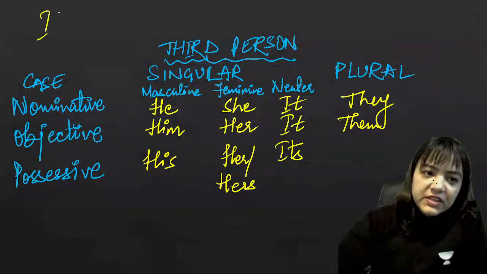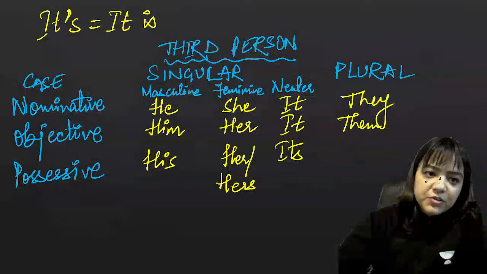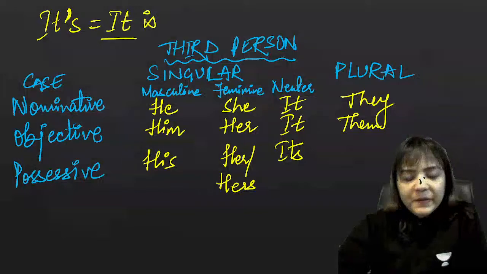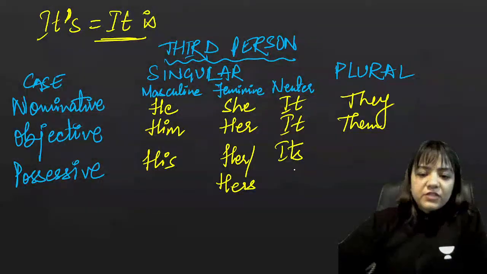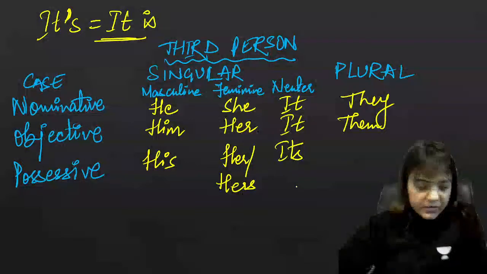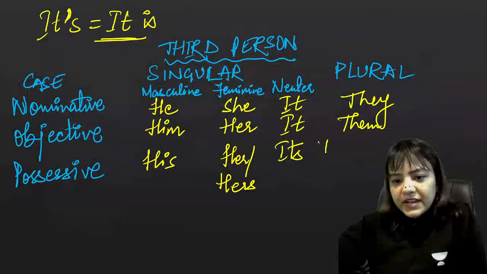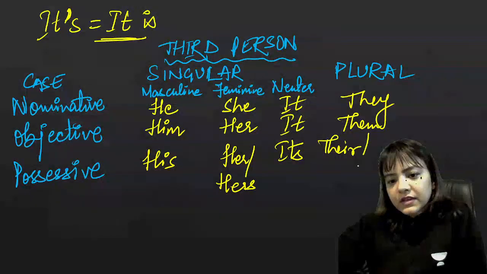It with the apostrophe, what does that mean? It means it is, right? Whenever you see an apostrophe, you will always read it as it is. Without the apostrophe, its is the possession of non-living things, neuter gender, okay? And if it is the possession of all of them, it is their or theirs.